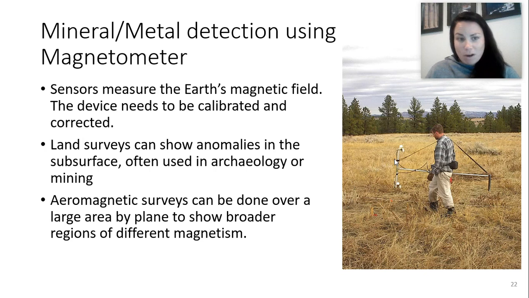You do a lot of walking. You can do land surveys. You can also do aeromagnetic surveys, which can be done over a much broader region. What it looks at is the sensors here measure the Earth's magnetic field. And if there's differences between the current magnetic field and what's being read by the magnetometer, then we know that there's an anomaly there. And these can be used for things like archaeology, or lots of mining applications use magnetometer data.